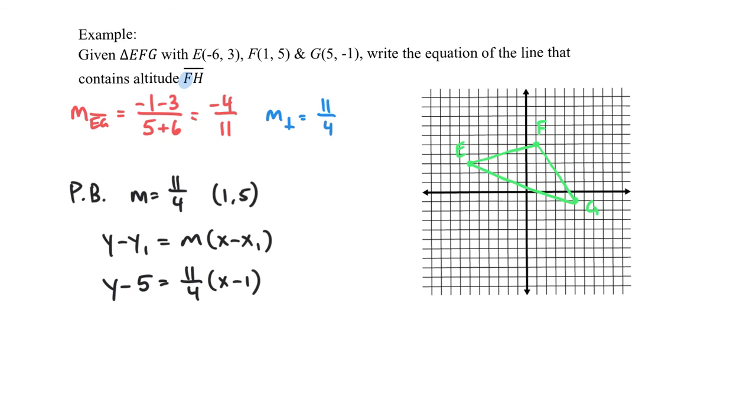So there's the equation. So my altitude is going to look something like this. I don't have the exact, but it's going to look something like that. That's what my altitude is going to look like. And this is the line that contains that altitude. The altitude is just the segment, but this is the line that would contain that segment. So now you know how to do perpendicular bisector and you know how to do altitude.